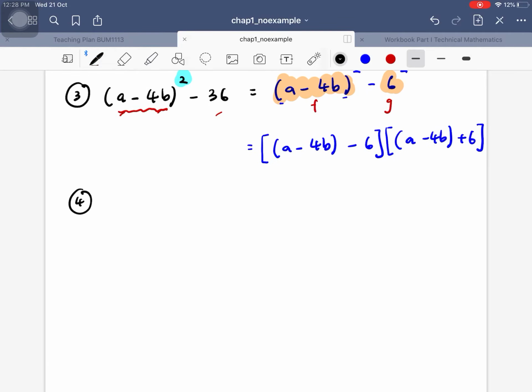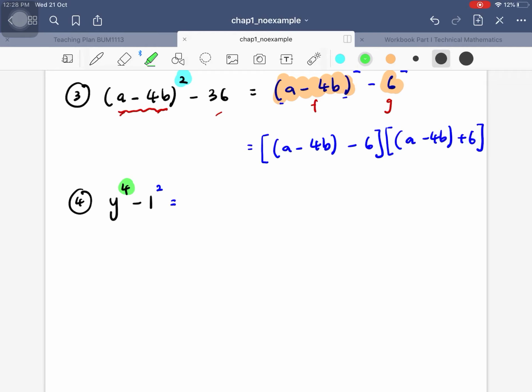Okay, so the fourth one. The fourth one, I have y to the power of 4 minus 1. So this one you have to modify a little bit again. Here I don't have a square in the function, so I know that I can actually write it as 1 squared, because 1 squared is still 1. But the problem here is that this is going to be y to the power of 4, not a square.